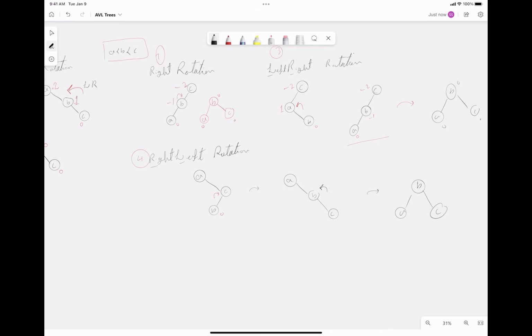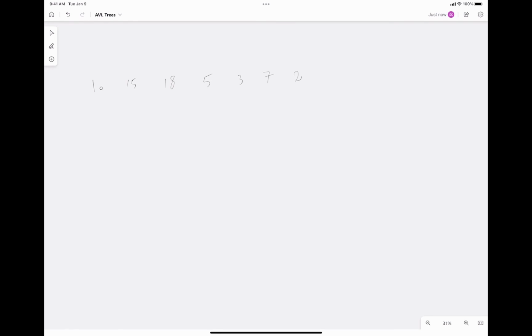So after this, I'm going to show you an example of inserting some numbers in AVL trees, and we're going to show some of these scenarios, at least maybe 2 or 3 of them, and how we can fix the AVL trees and how it's going to balance itself. Now let's take a look at this example. I'm going to insert these few numbers that you see here into an AVL binary search tree, and I'm going to show you how it works and how it can actually balance itself.